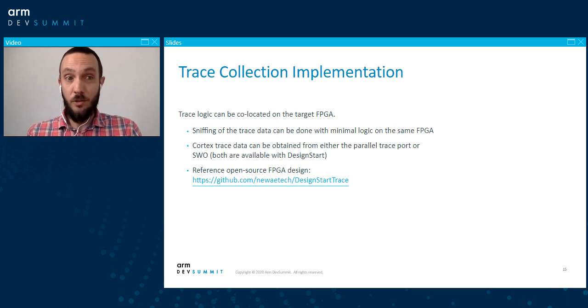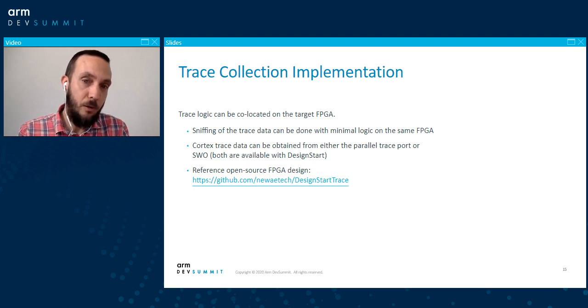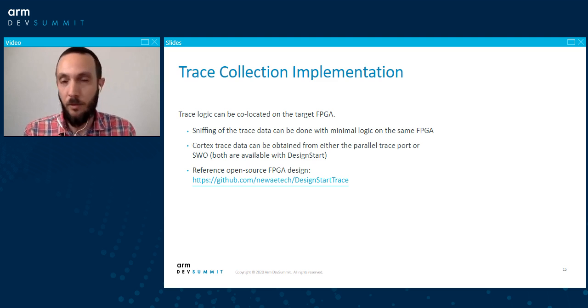So for the trace logic to look at what's coming out of the trace port, what we've done is co-locate it on the same target FPGA, which is housing the target Cortex-M3 processor. It actually requires very minimal logic to do that. It's not very complicated FPGA code. The trace data can come from either the parallel trace port, which is preferred because it's higher bandwidth and therefore less jitter, or the SWO pin, and both are available with the DesignStart design. Here's the link for our reference open source design, which was used for all the examples that we're about to show.